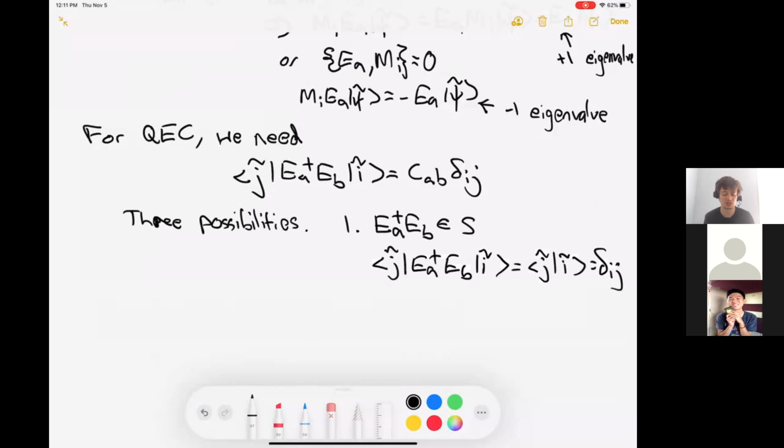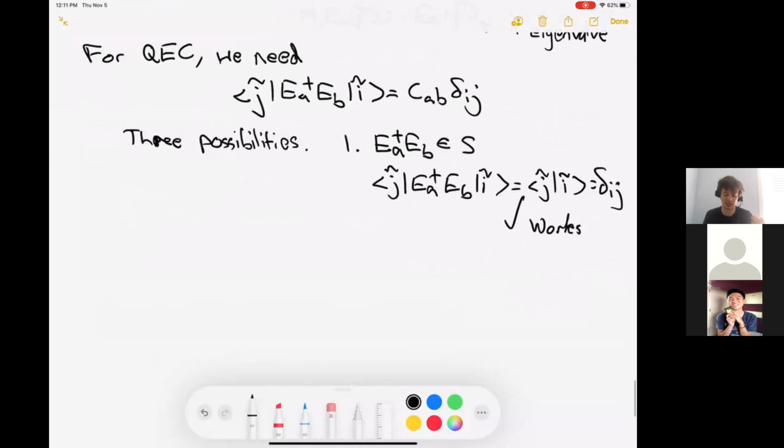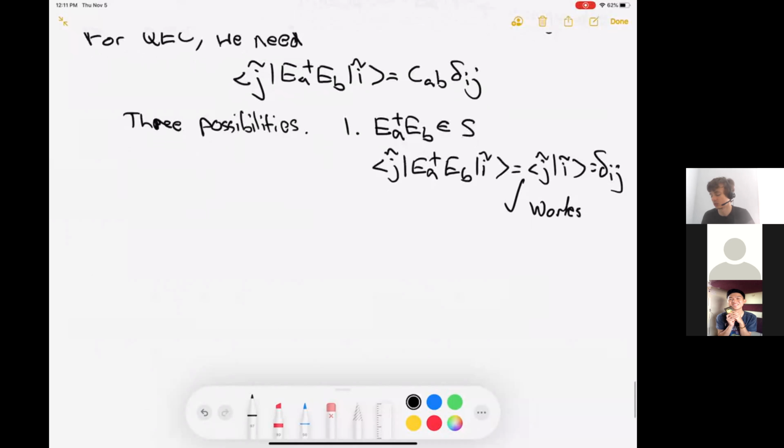Okay, so is that consistent with the condition we need above? Yes, it is, right? It works because this inner product doesn't depend. It's just delta IJ with no I dependence, right? So that's great. So if we have things like that showing up, we can do error correction just fine.